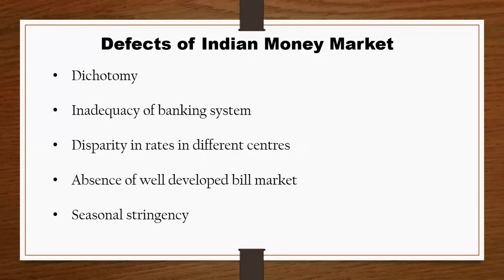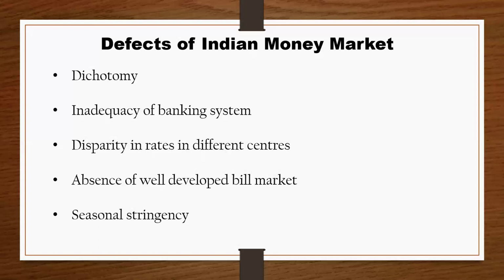The third defect is multiplicity of interest rates and disparity in rates in different centers. That is, multiplicity of interest rates creates a lot of confusion. There is a call rate of interest, next the MD rate, bank rate, and bazaar rate of interest, where it shows a wide diversity from 1% to 12% or even more. So the disparity of rate of interest between different business centers like Mumbai and Kolkata is still observed.